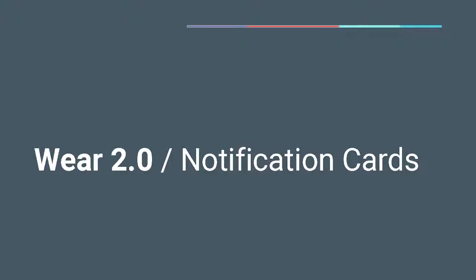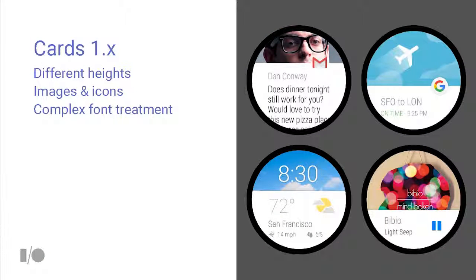So the very first impression that a user gets of your app's notification is the card itself in the context stream. Let's talk a little bit of history. In Android Wear 1.x, cards were cool. You could specify different card heights, add big background images for visual context. You could toss in or hide a small icon or a content icon and get all sorts of different fonts and treatments. All these features provided a lot of visual richness and impact to the cards themselves.